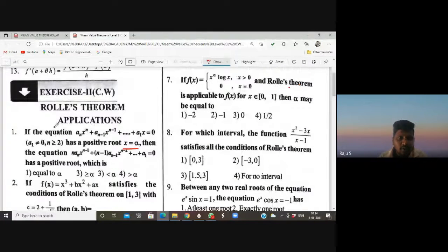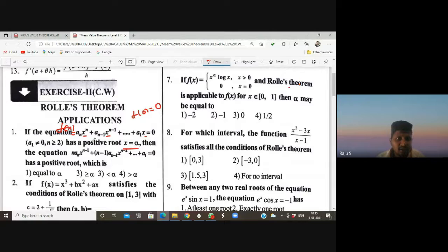The given function is f(x) = a_n x^n + a_{n-1} x^{n-1} + ... + a_1 x. What is f(0)? When I take x = 0, what is f(0)? It is 0, am I right? Substituting 0 in place of x, overall f(0) becomes 0.